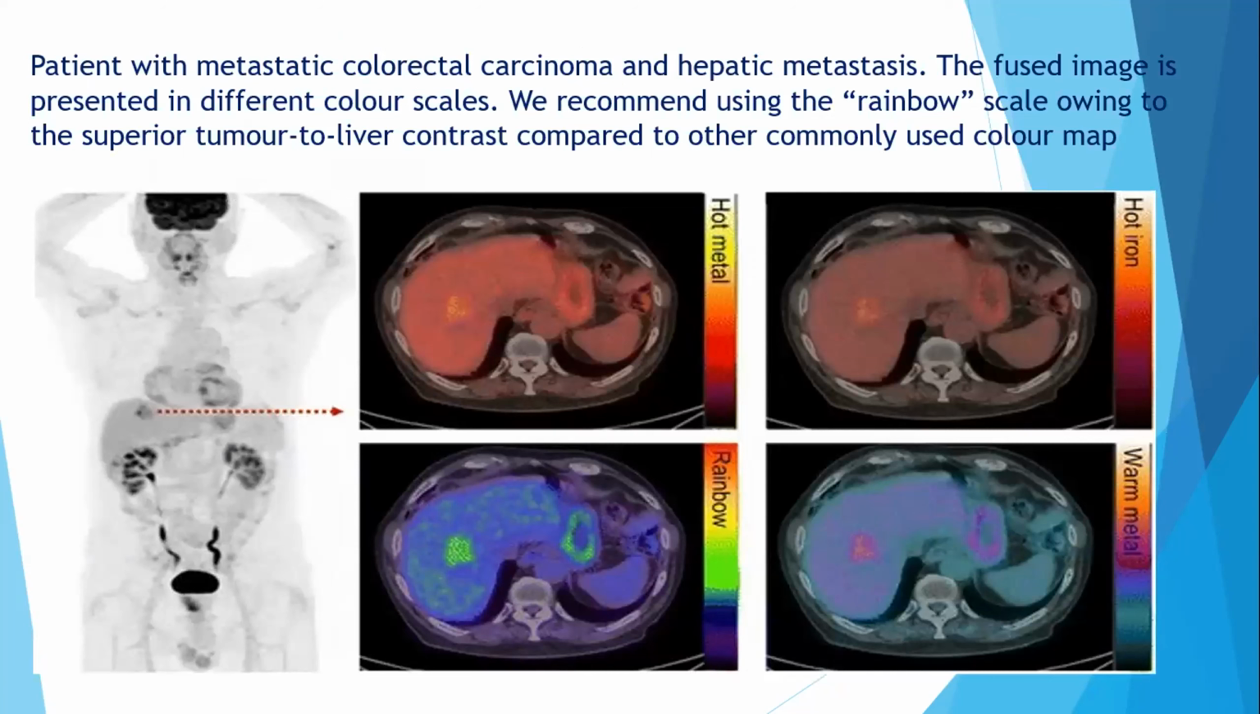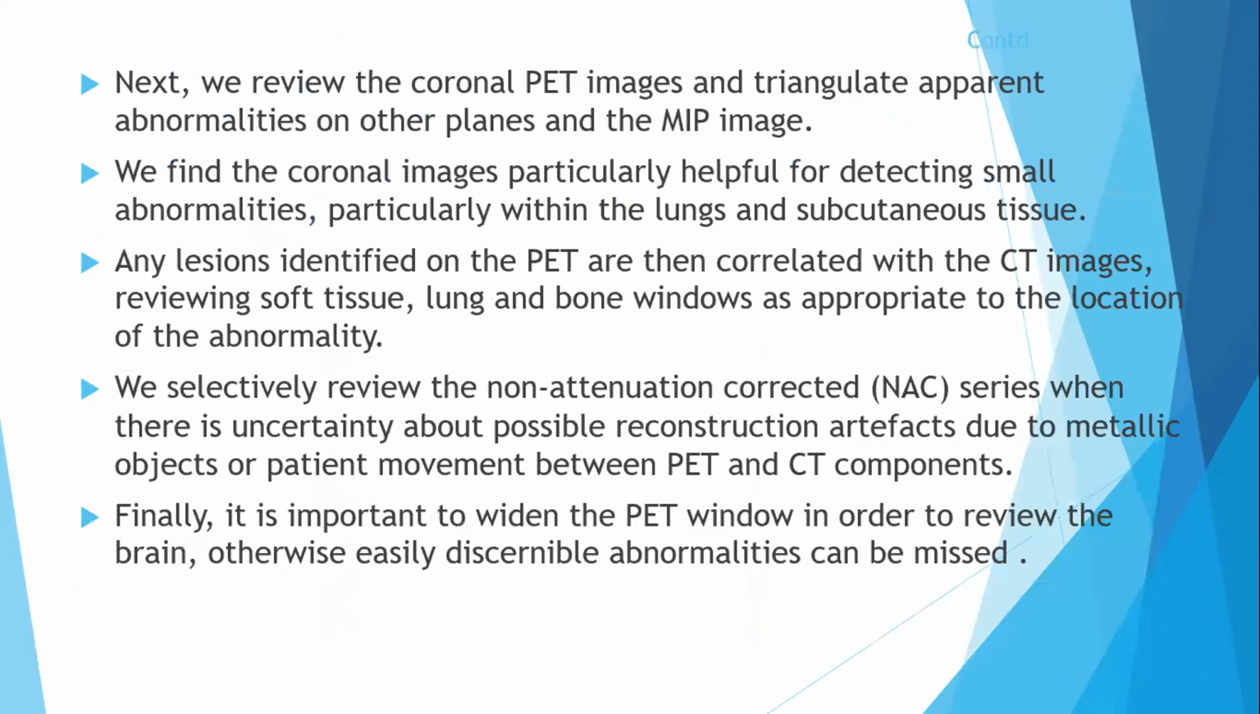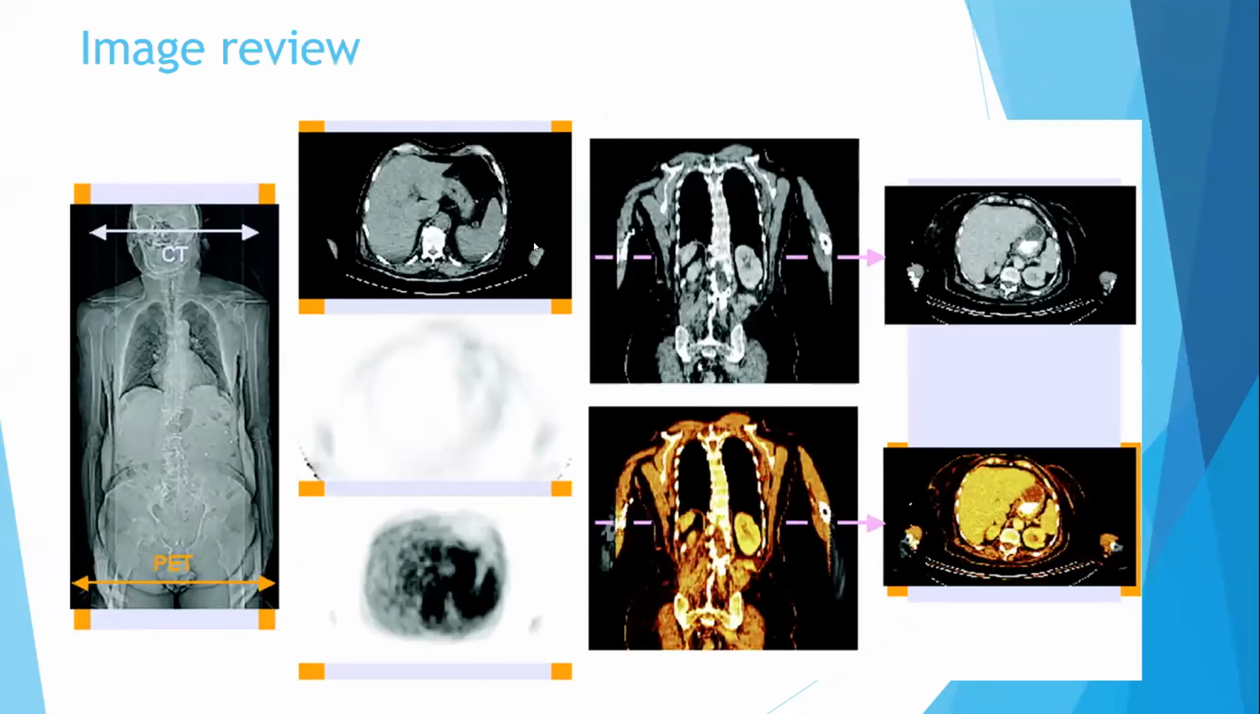And there are various color maps. We recommend rainbow scaling for superior tumor to liver contrast ratio. Next, we review the coronal PET images and triangulate apparent abnormalities on the other planes. Then we review the coronal images and correlate them with the CT image. And it is important to widen the PET window at last to see the brain. These are all the image reviewing protocols.